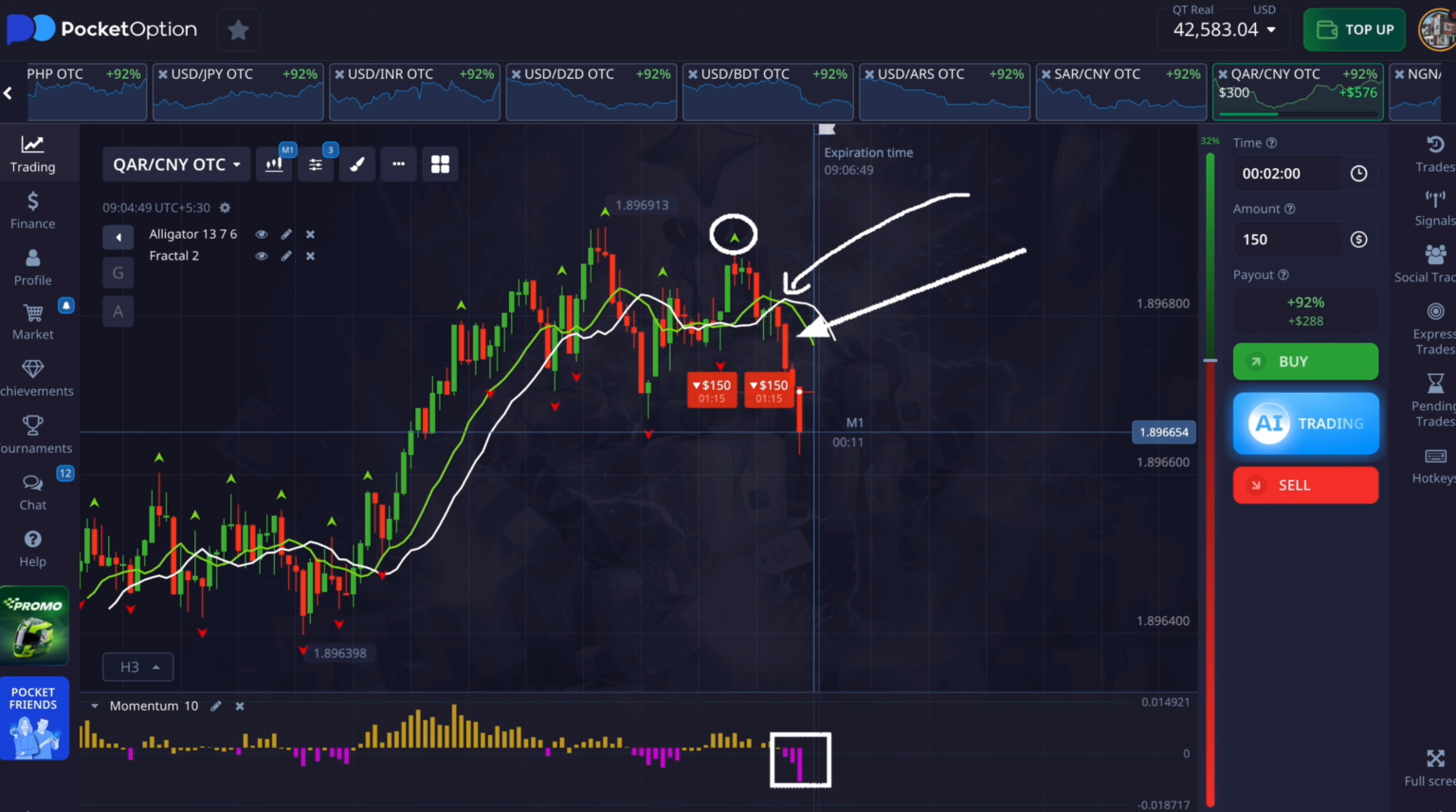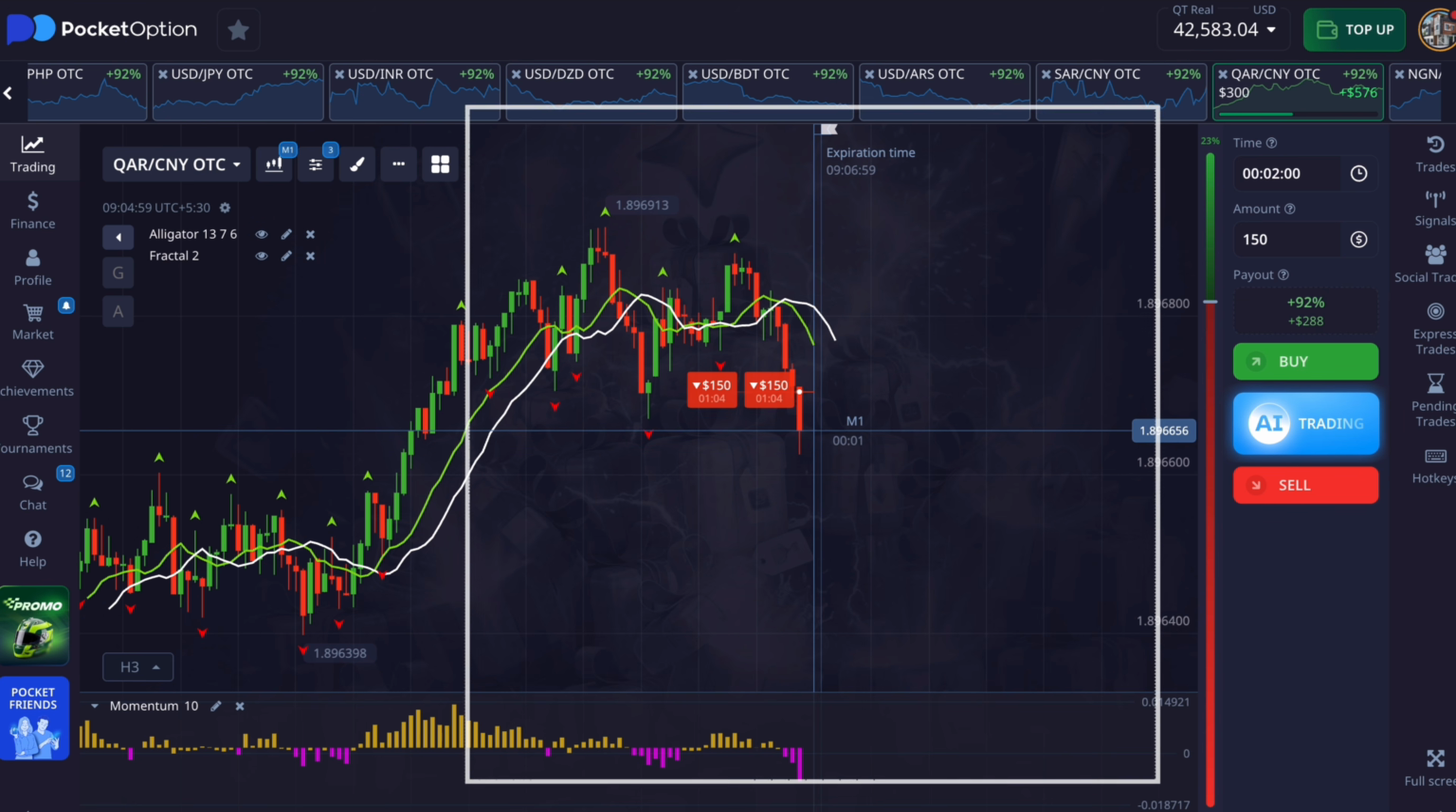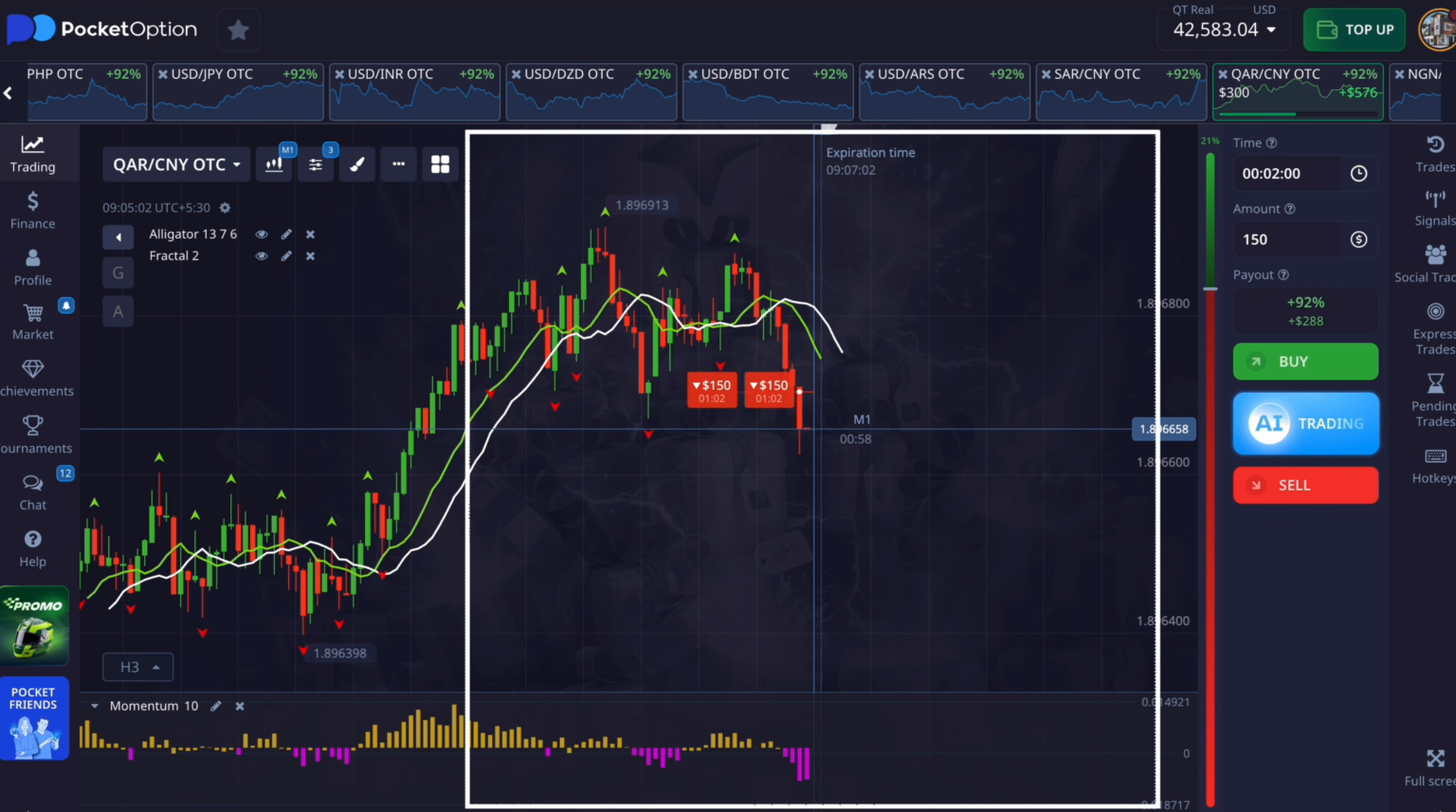After that, the next candle reaction also continued to support the same bearish movement, and momentum was still showing downside pressure. So, in this example, I was mainly focusing on 3 things: the direction of the alligator lines, the fractal structure, and momentum pressure.